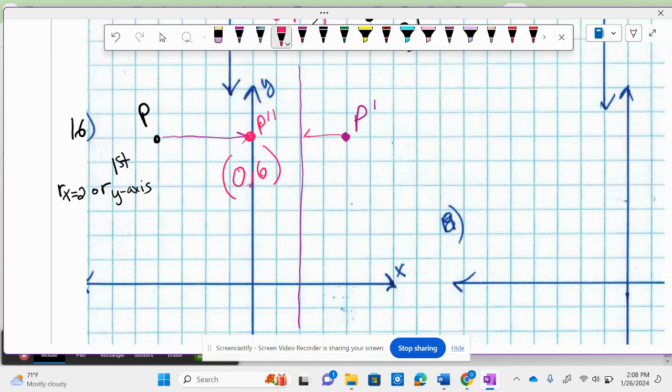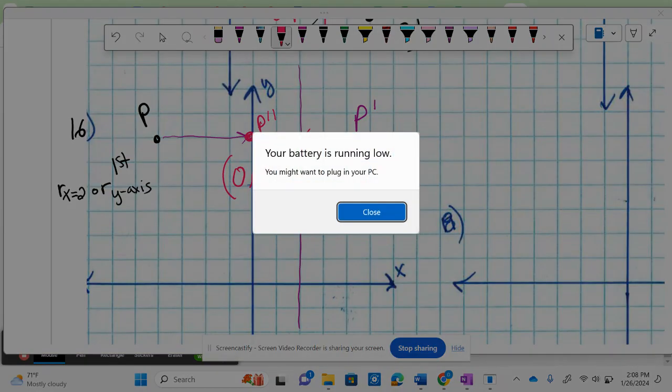And then what do I do with it? I reflect it over here. So what's that going to look like? Looks like B. It's going to be down there. So what answer choice is that? C. Answer choice C. Does that say my battery is low? Yeah. Okay. Answer choice C.